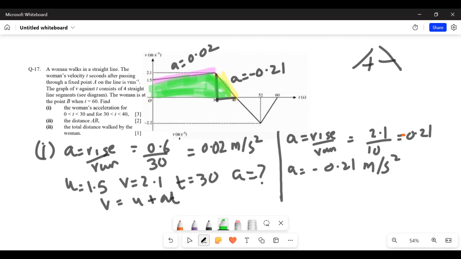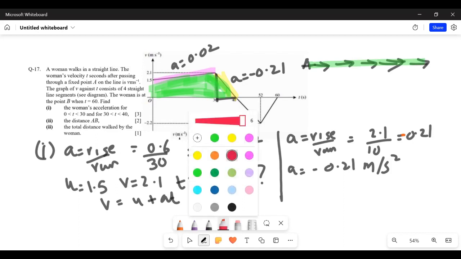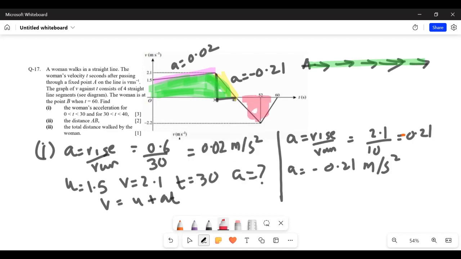That gives you the distance she travels in one direction. So let's say she starts with A, she's going in this direction, and then she stops. So the green part gives you this distance. Then you'll find this lower area, which gives you the return journey's distance. She starts coming back, so it gives you this distance. Let's say this is B.